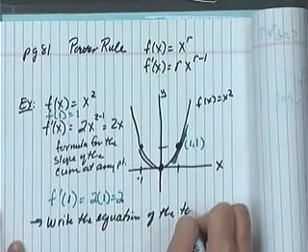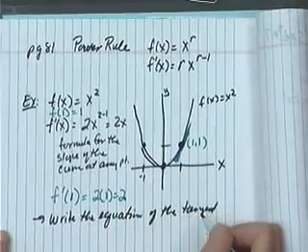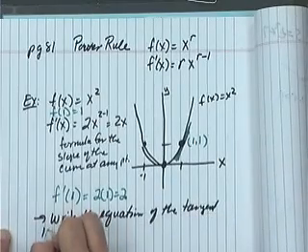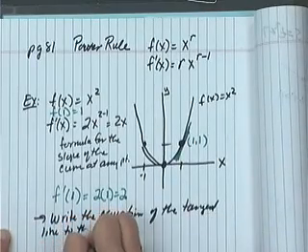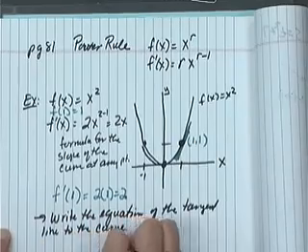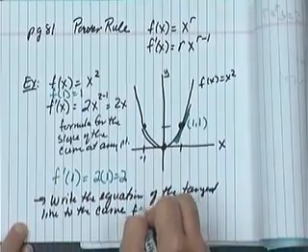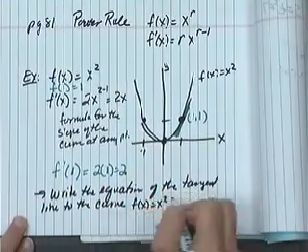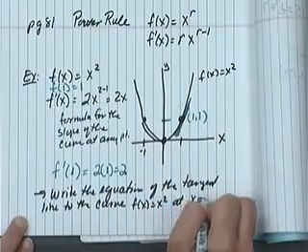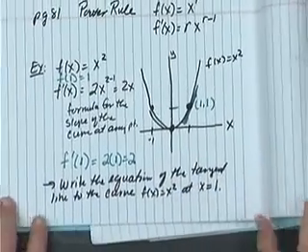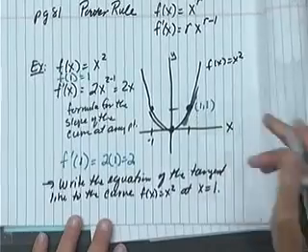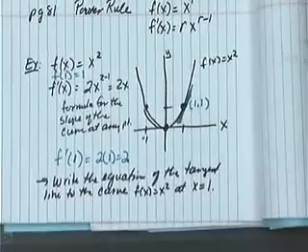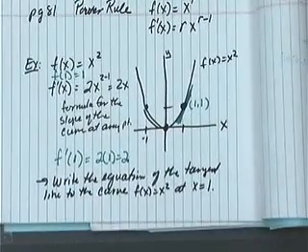All right, now I want you to write the equation of the tangent line. I always put these on tests, by the way. Tangent line to the curve f of x equals x squared at x equal to 1. I want you to write the equation of this tangent line to the curve f of x equals x squared at x equals 1.